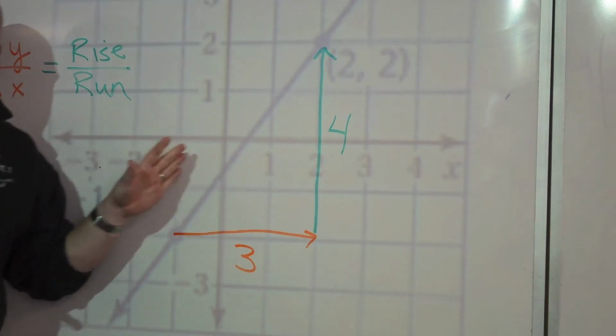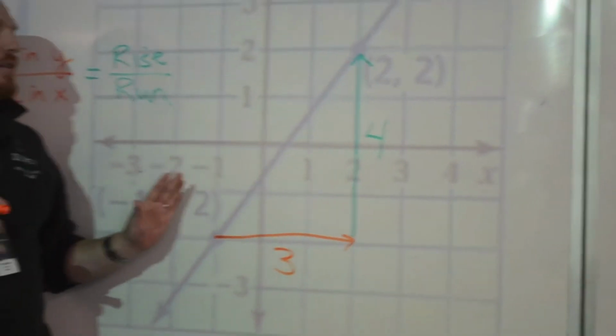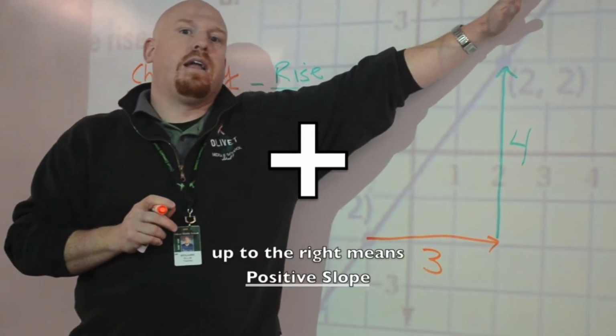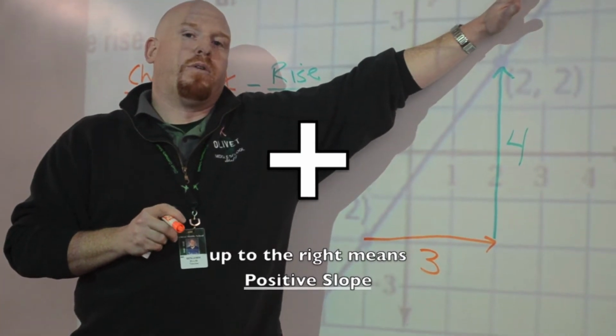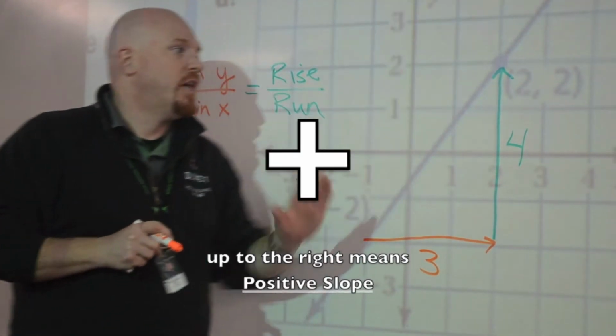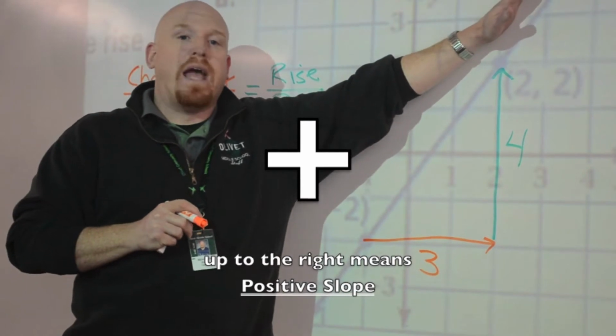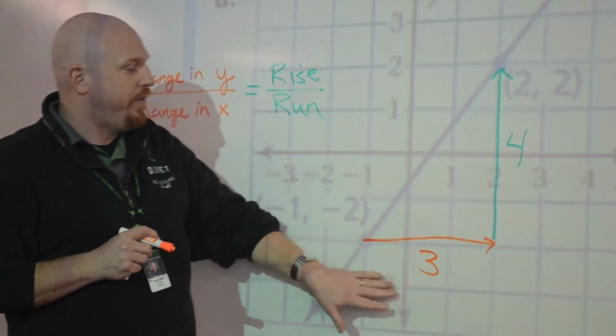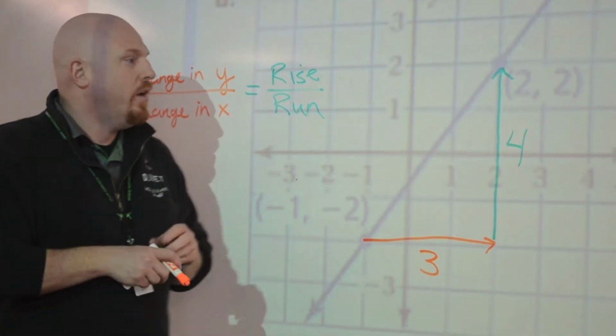Now, before I go any further, one thing that I did want to say is this is going up to the right. And so remember when we're talking about positive slopes and negative slopes, if it's going up to the right, we have a positive slope. So it's okay for both of these numbers to be positive.